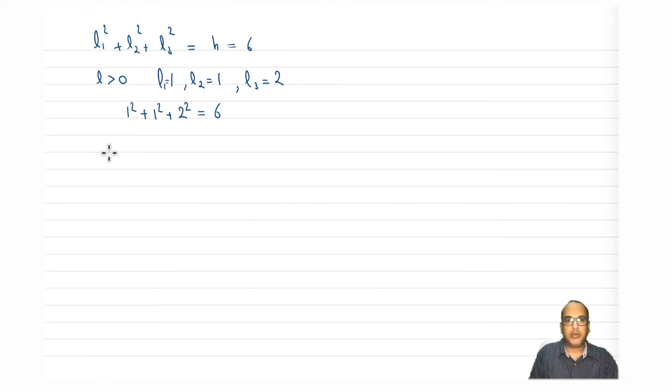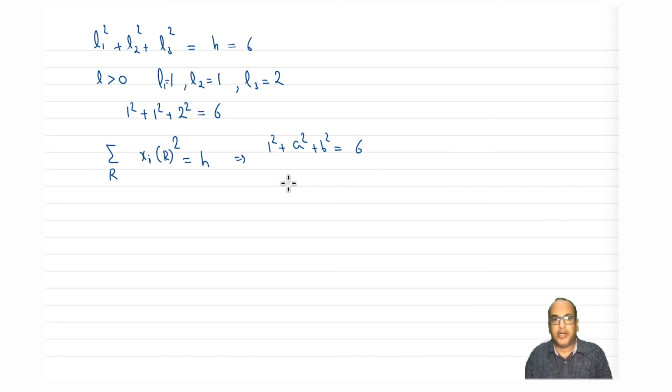So now we also know that the summation over all R of the sum of squares of characters is equal to h, which tells me that 1 square plus a square plus b square is equal to 6, right? So we already know this is 1.